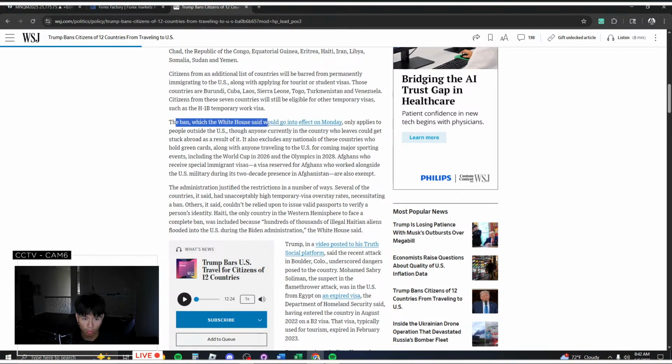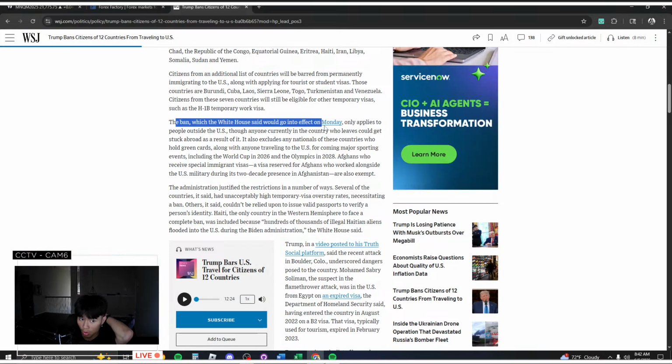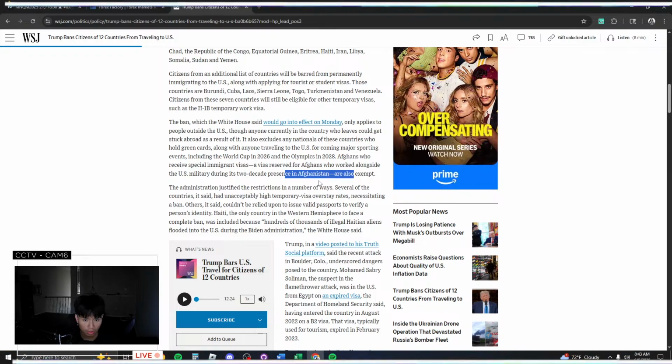The ban, which the White House said would go in effect on Monday, only applies to people outside the United States, though anyone currently in the country who leaves could get stuck abroad as a result of it. Wow. And it also excludes any nationals of these countries who hold green cards, along with someone traveling to the United States for major sporting events, including the World Cup in 2026 and the Olympics in 2028. Afghans who receive special immigrant visas, a visa reserved for Afghans who worked alongside the U.S., are also exempt.